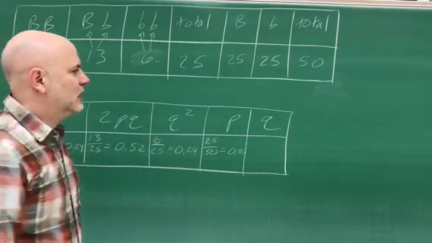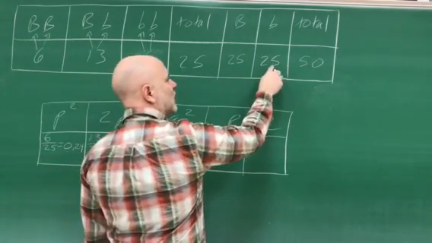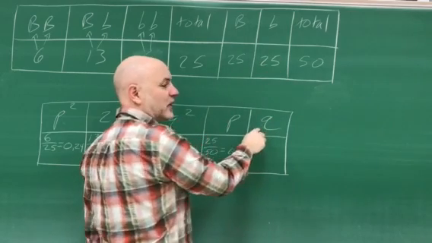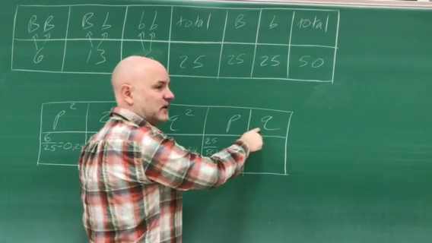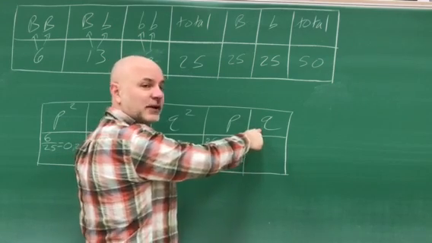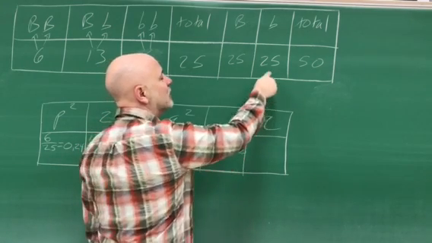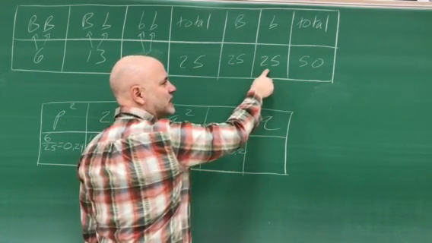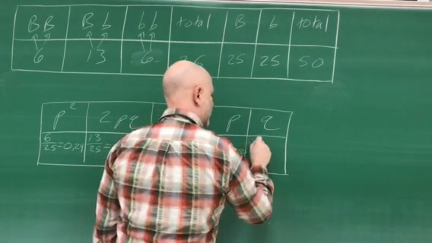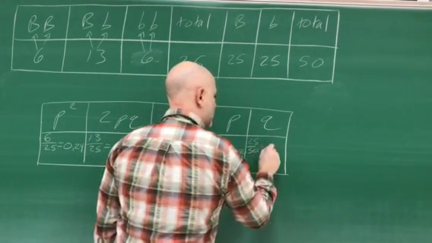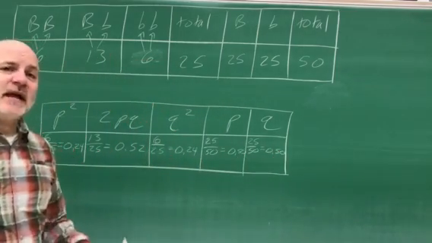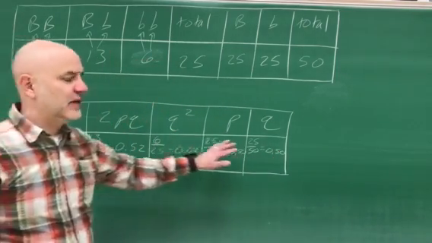All right? To figure out what q is, q is the frequency of the recessive allele in the population. So you're going to take the number of recessive alleles and divide it by the total number of alleles. So once again, 25 divided by 50 equals 0.50. All right? So that's how you are going to fill out these charts.